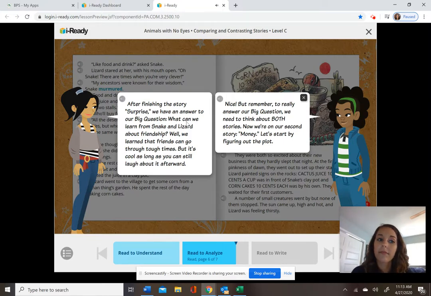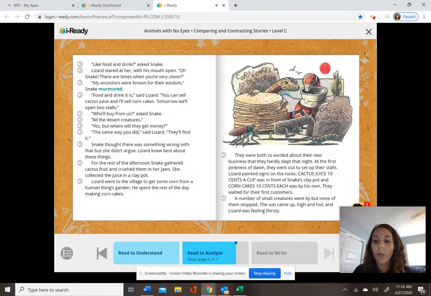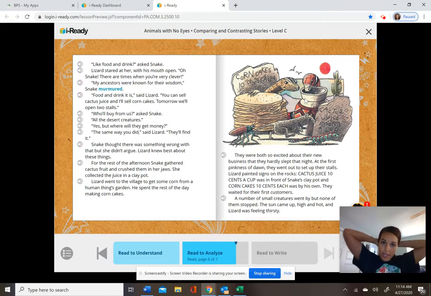Now we're on our second story, money. Let's start by figuring out the plot. Okay, so a little plot review for you. Plot is what happens. Plot are the events that happen in the story. That's all it is. Don't get scared by the word plot. Plot just means what is happening in the story.